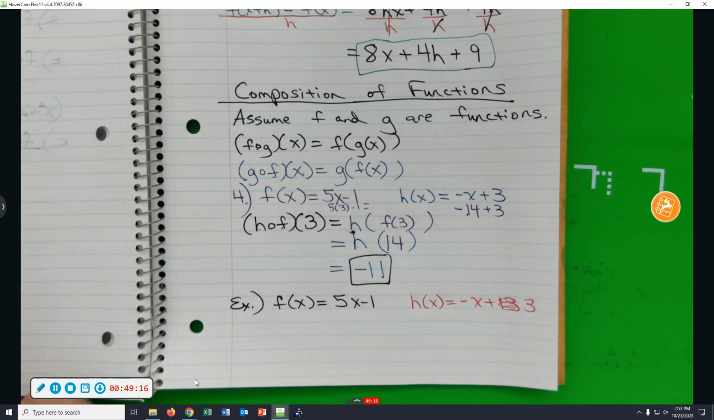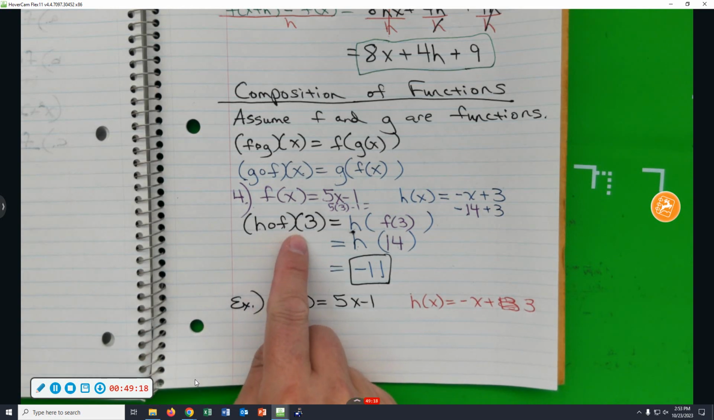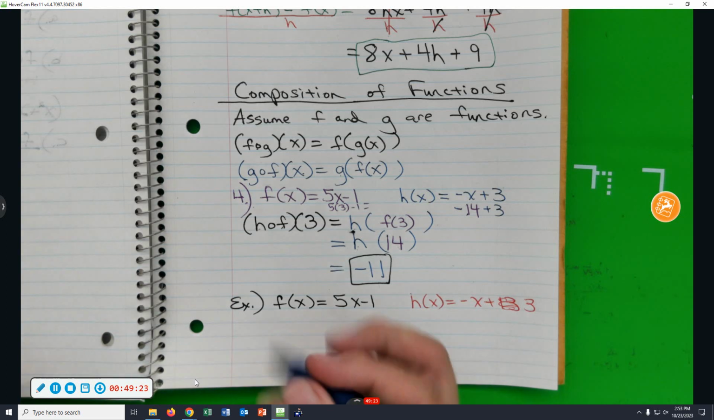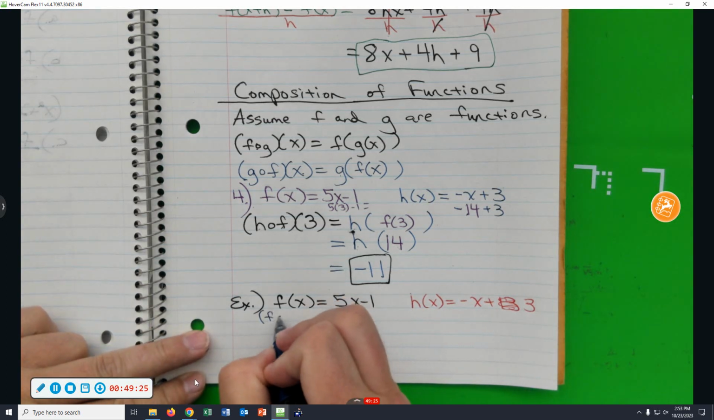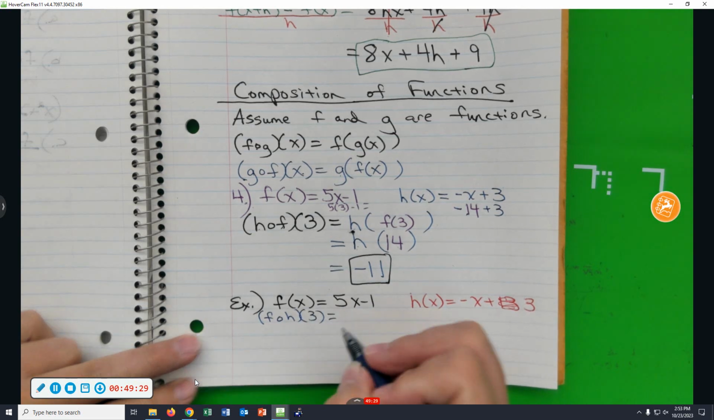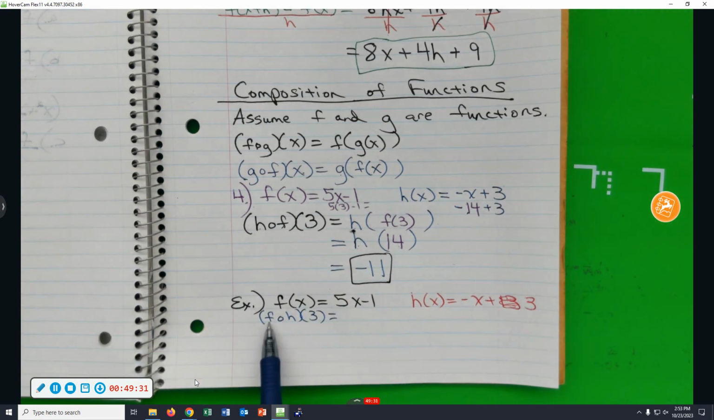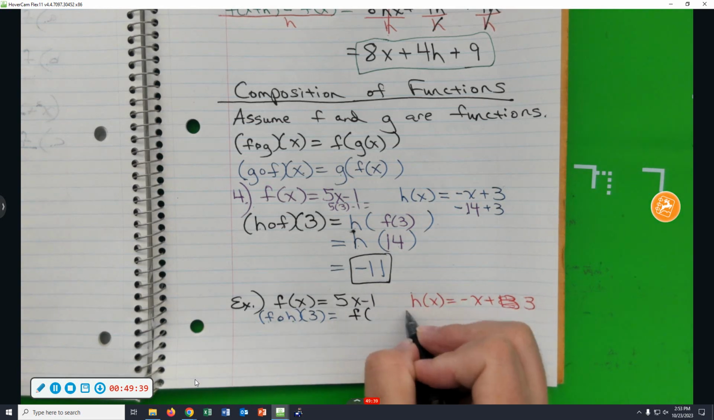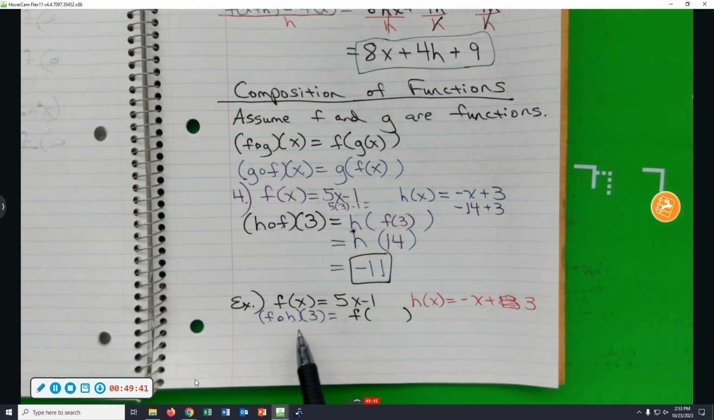What are you going to find? Instead of h composed with f, I want us to find f composed with h. Suppose the f was first. Are we going to get the same thing? f composed with h says f is the outside function. That's what we're going to write first, f. The inside is h of 3.